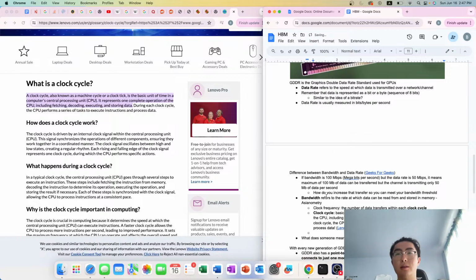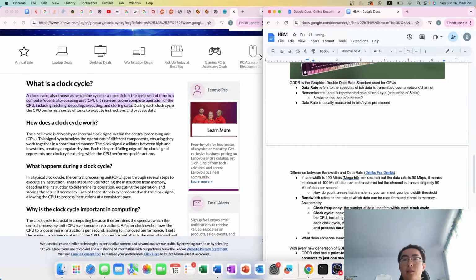Okay, so that is important. The number of data transfers within each clock cycle. And a clock cycle is really just a basic unit of time in a CPU. So it represents one complete operation of the CPU, including fetching, decoding, executing, storing data. During each clock cycle, the CPU performs a series of tasks to execute instructions and process data.